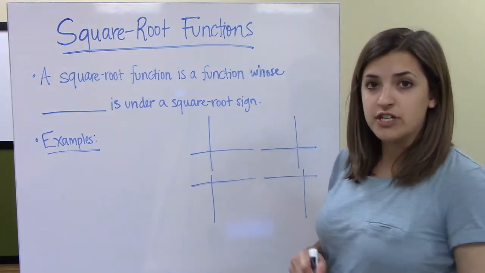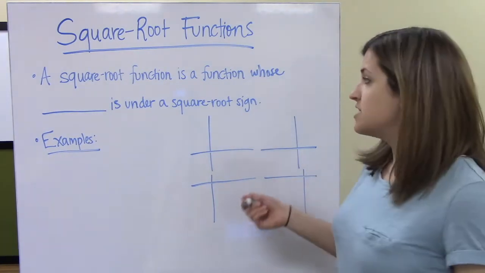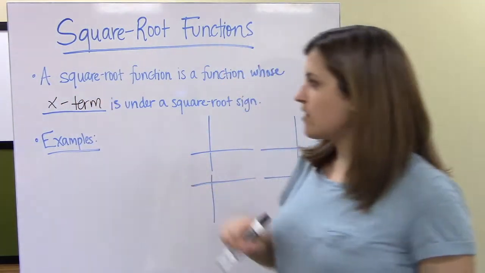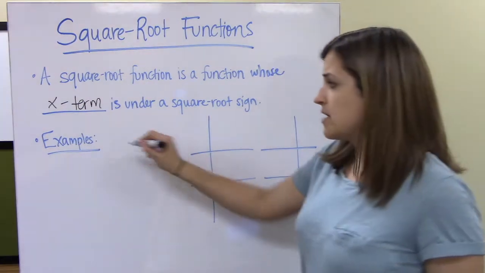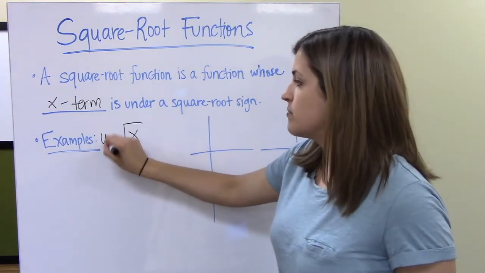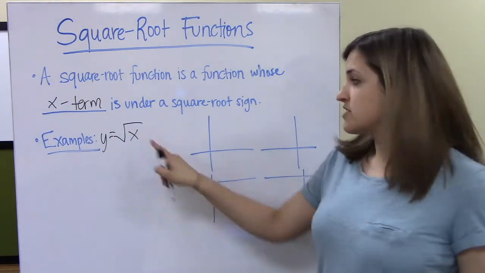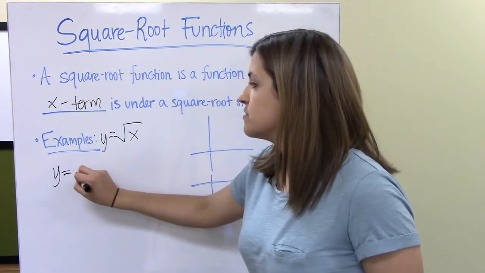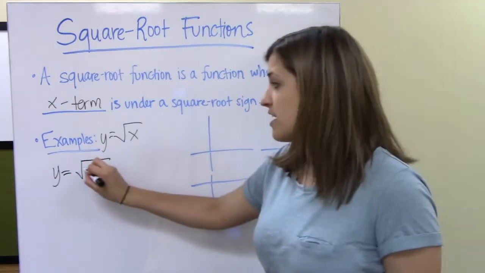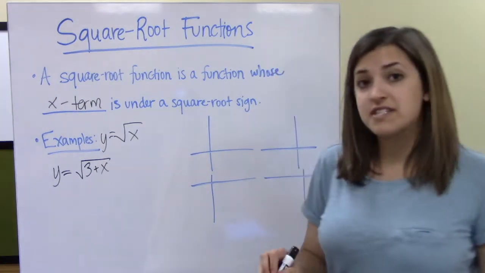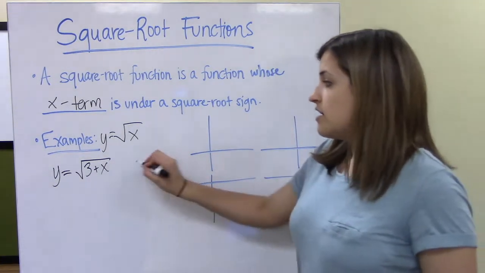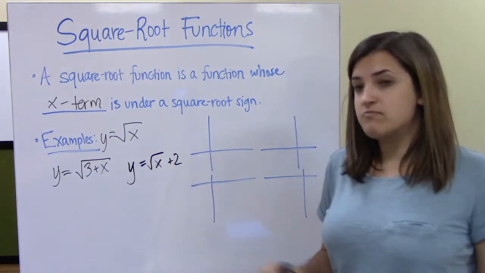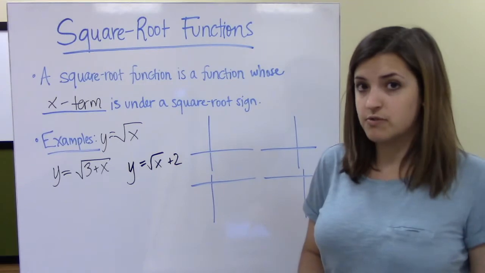Well, a square root function is a function whose x term is under a square root sign. So this right here is the x term. Some examples of this might be y equals square root of x, because our x term is indeed under a square root sign. Other examples might be y equals square root of 3 plus x. Our x term is still under the radical sign. Another example might be y equals square root of x plus 2. That constant term does not have to be under the square root sign.